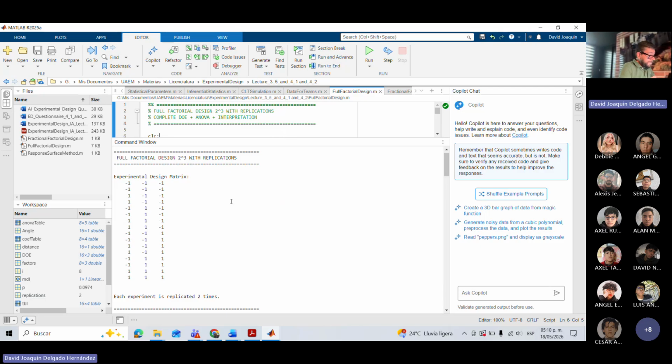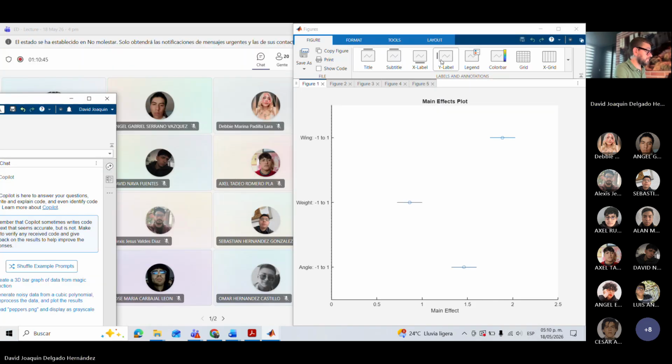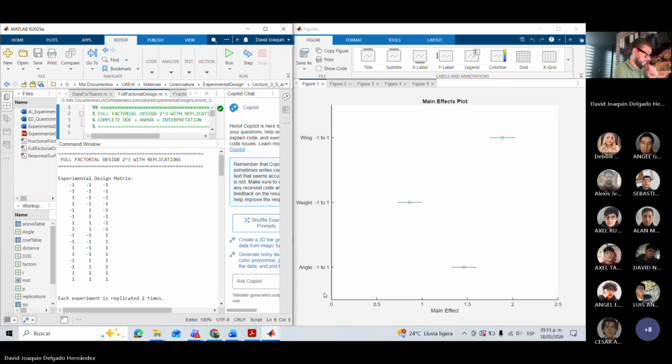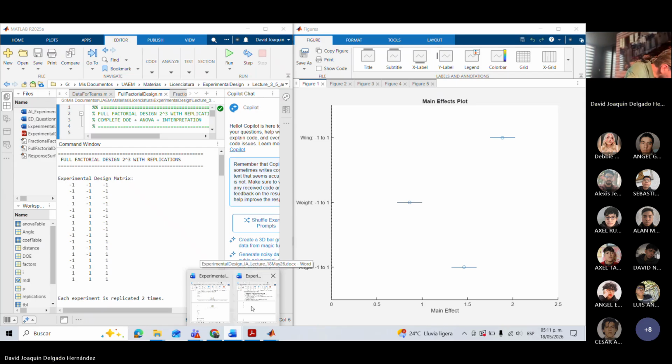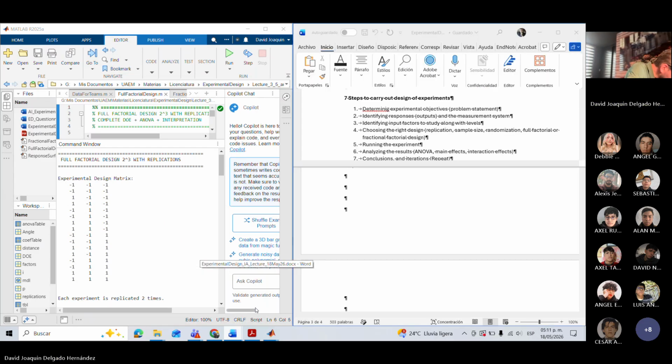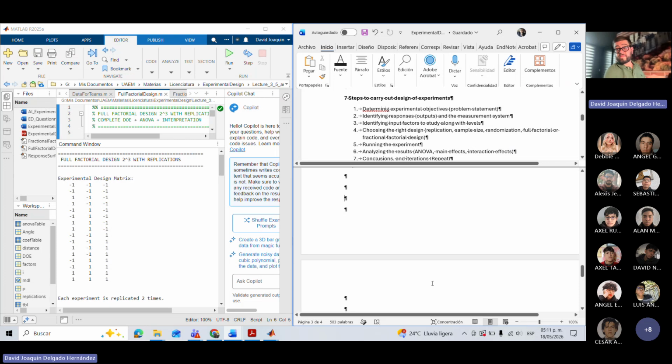So look, automatically this script, because it recognizes that we are going to have a full factorial design 2 to the power 3 with replications, which is exactly what I have put on the Word file. So let me look for the Word file here.